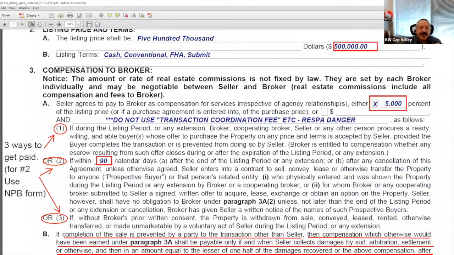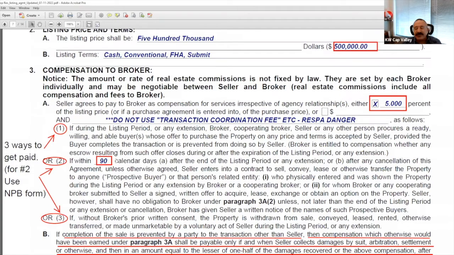Now, you've got to jump through a little bit of a hoop in order to make this happen. At the expiration or end of the listing period, you have to do a form NPB, where you list anybody you know of that has previously been shown the house. Doesn't matter if you've shown it to them or if another agent has shown it to them. You can put that person's name on that sheet and present it to the seller at the end of the listing period. Then you are covered if one of those people comes back and decides to buy the property.